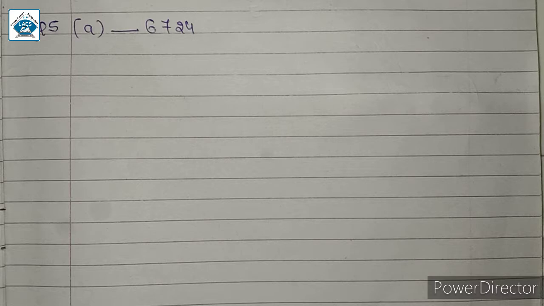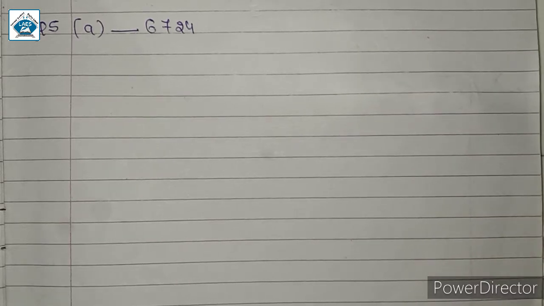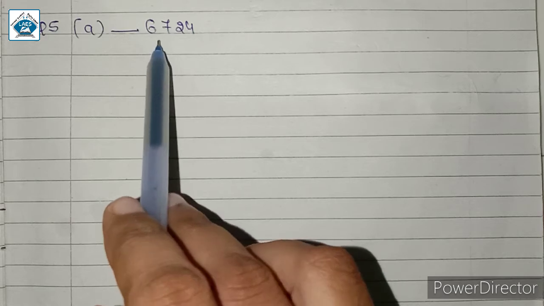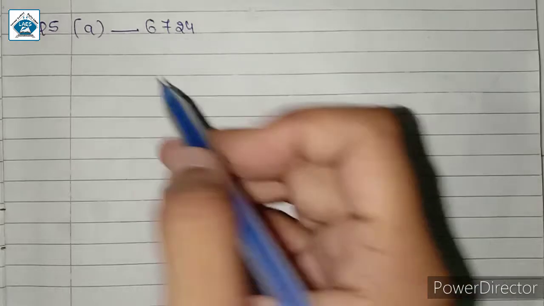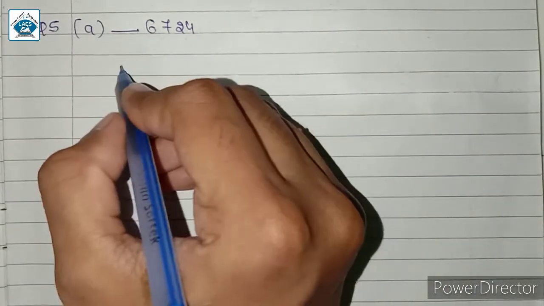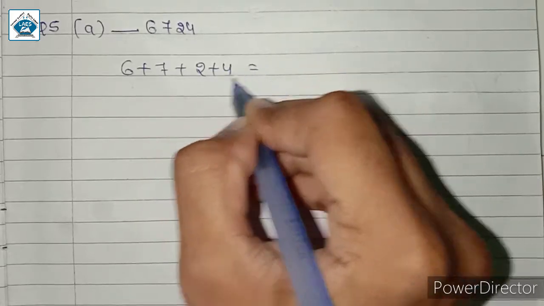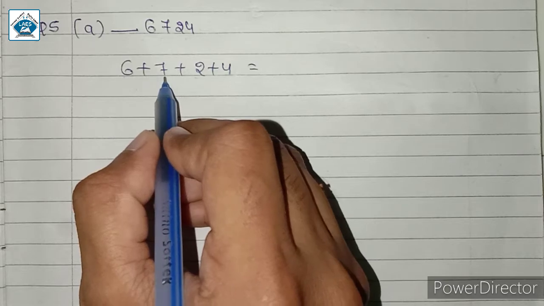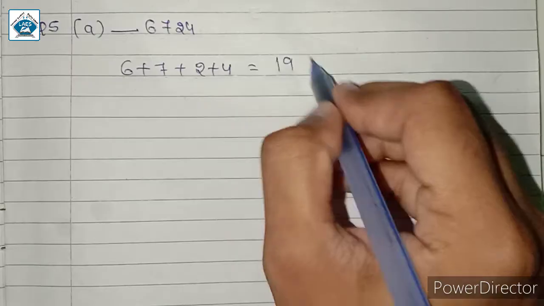For divisibility by 3, we know that a number is divisible by 3 if the sum of the digits in that number is divisible by 3. For example, this number will be divisible by 3 only if we add these digits and the sum is divisible by 3. So here we will consider these four digits: 6 plus 7 plus 2 plus 4. When we add these four digits, we have 6 plus 7, which is 13, plus 2, which is 15. 15 plus 4 is 19. So here we have 19.